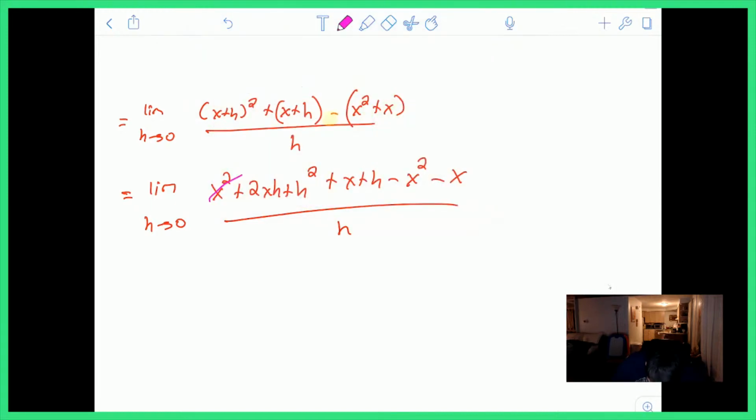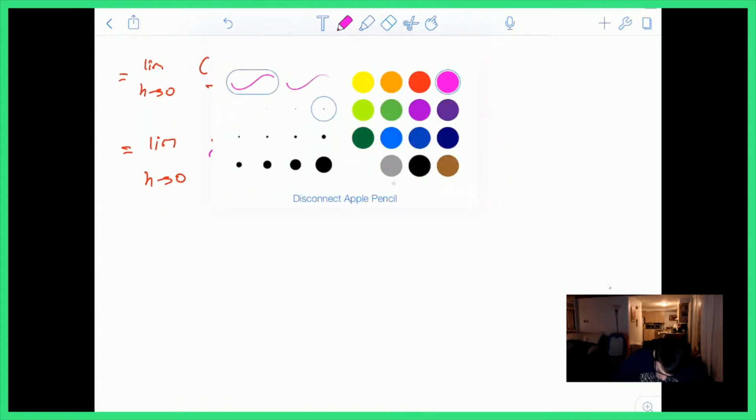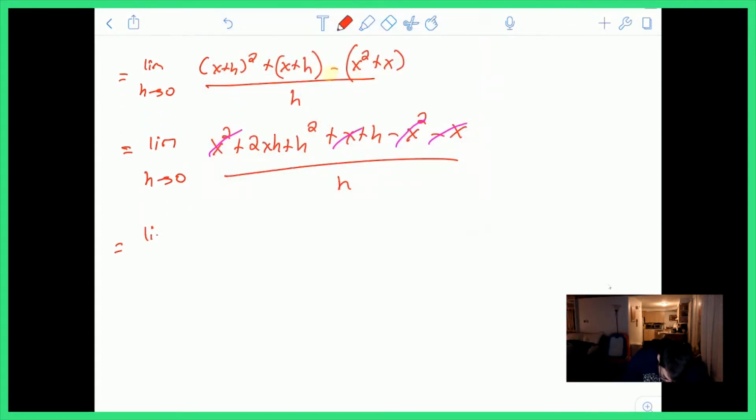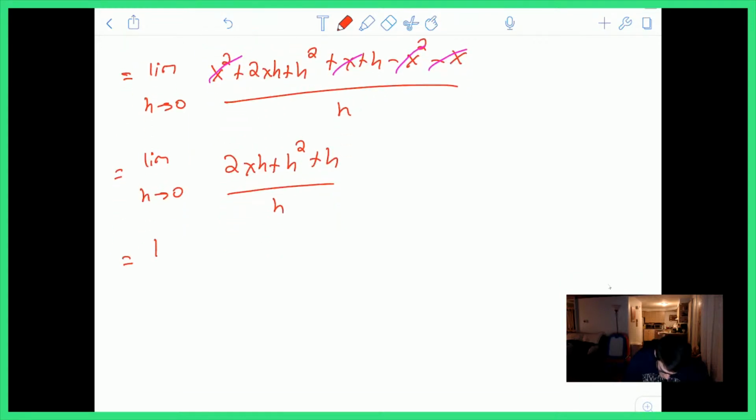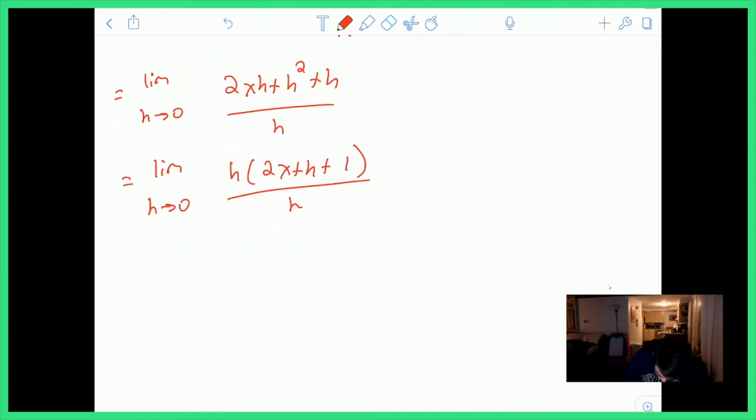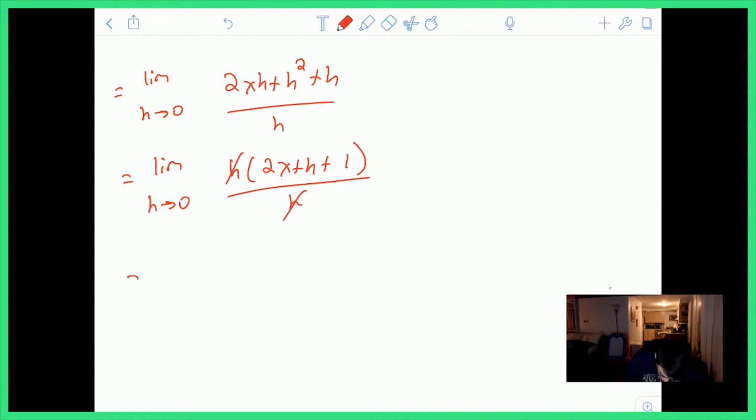X squared and negative x squared, positive x and negative x go away. So I am left with the limit as h goes to 0 of 2xh plus h squared plus h all over h. And I can now factor an h out. So this is going to be 2x plus h plus 1 over h. H is canceled. See you later.